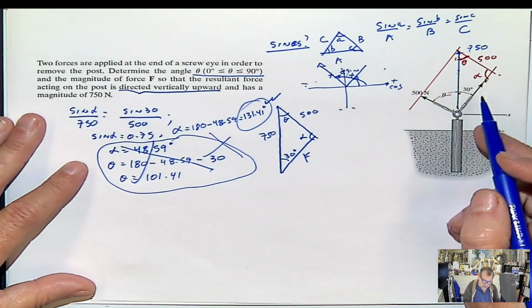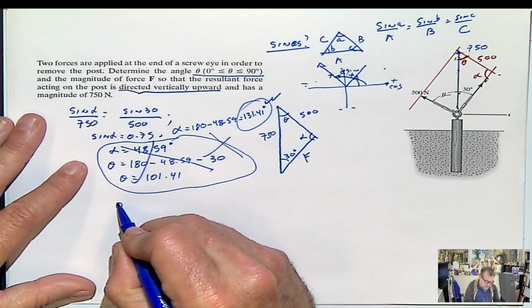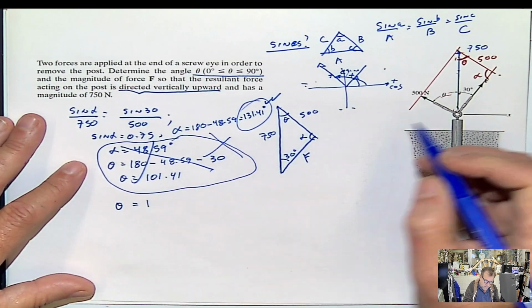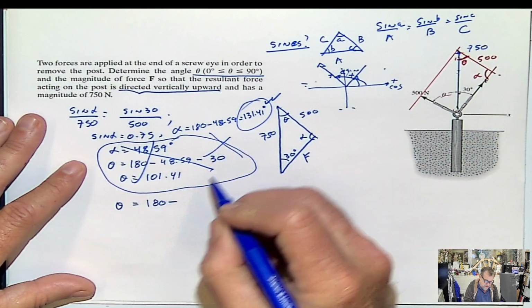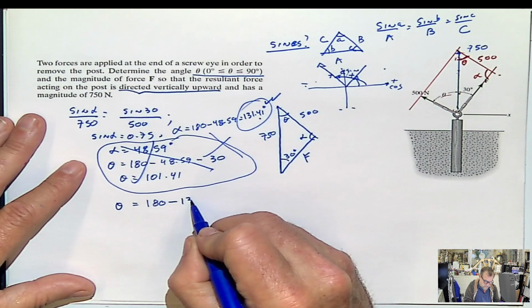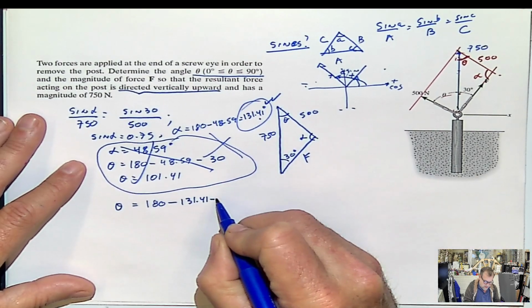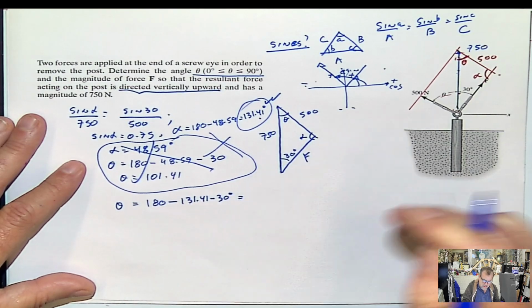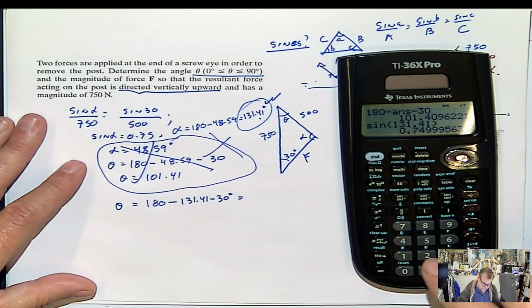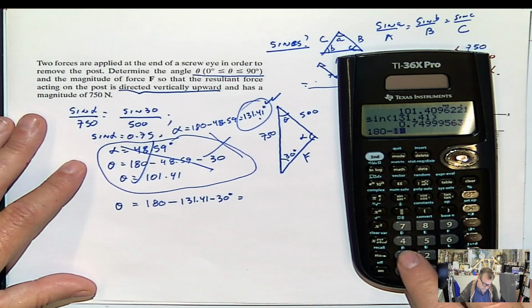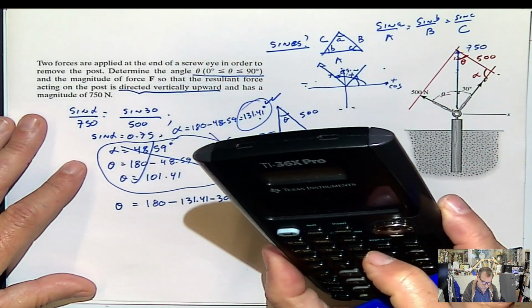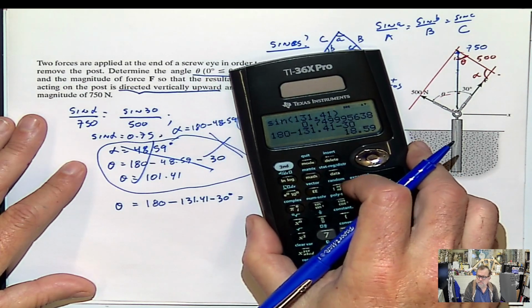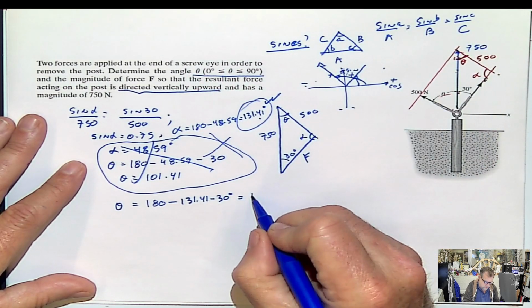So if I know that angle alpha, now I can calculate the real theta. And the real theta was going to be, I had this, I had this, and I had this: 180 minus that one, minus 30 degrees. And that will be, you know, the dramatic pause is that I'm calculating. It's going to be 18.59 degrees, 18.6 degrees.